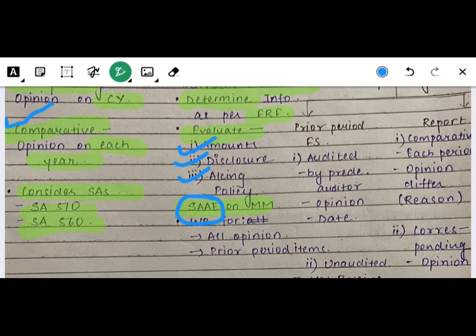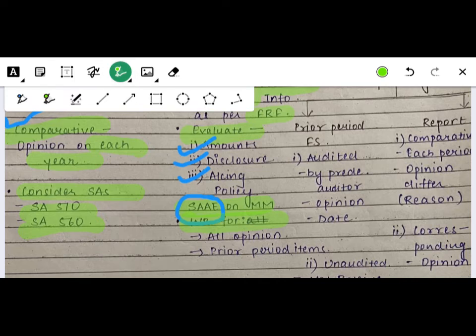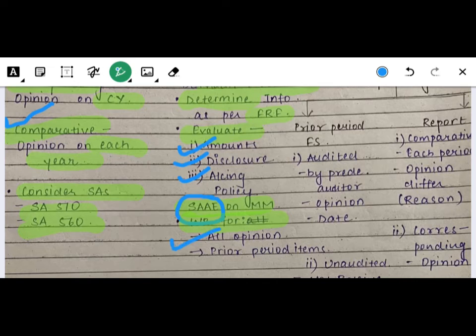Okay, then next one is you have to obtain the WR, that is written representation. You have to obtain written representations for all the periods of the opinion you have represented in your audit report, and for prior period items, like any previous losses or previous expenses you had included in the current year P&L statement.